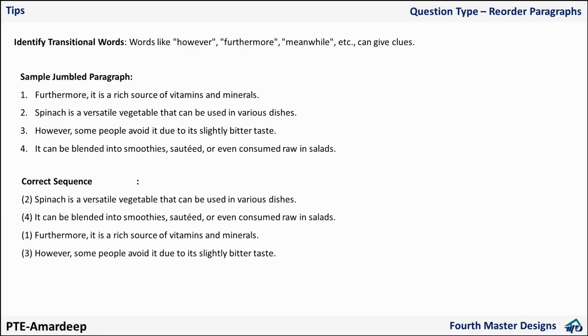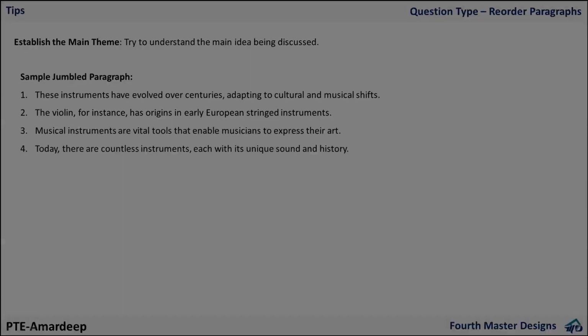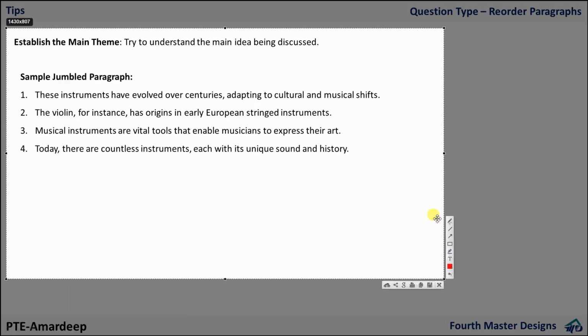Okay. Then the third suggestion is that always establish the main theme. Always check like what is the main theme. That can also help you in a big way. So far, I asked you to go for opening sentence and then transitional words. Now here I'm suggesting get some idea about the main theme. So see, these instruments, centuries, musical, it's about music. The violin, musical instrument. So I got the idea. What is the main theme here?